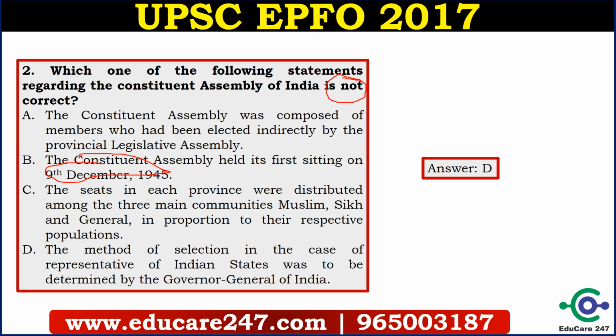And the fourth statement is, the method of selection in case of representatives of Indian states was to be determined by the Governor General of India. That is wrong. There was a fixed method in the Act of 1935, with the help of which they were selected. So the fourth statement is wrong. Apart from that, all are correct.